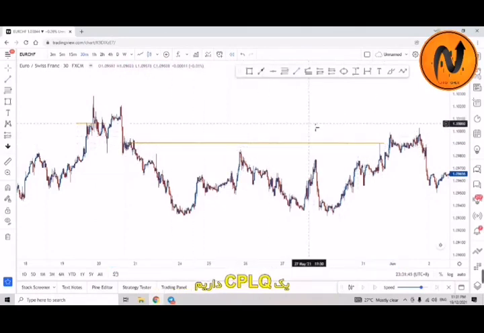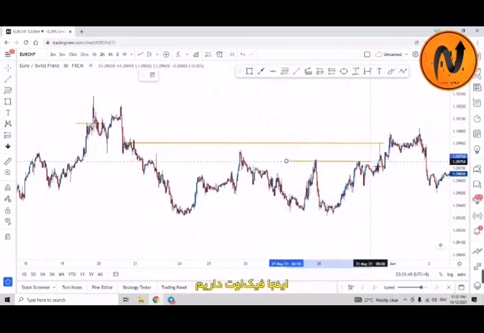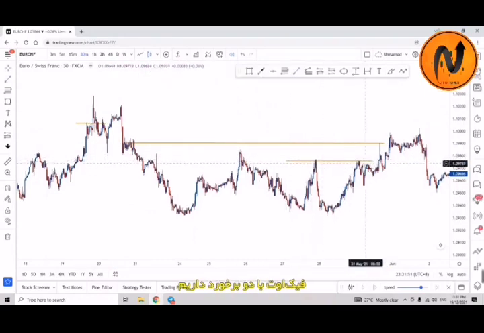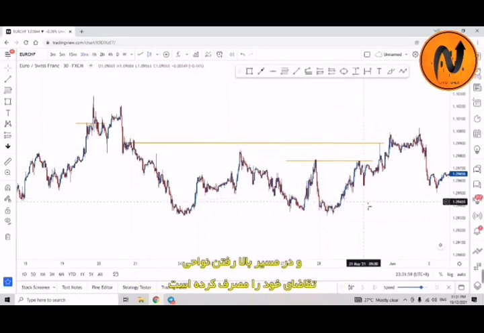All right, CPLQ. What is CPLQ? I'm going to explain later. Then we have fake out. You can see a lot of fake out, 1, 2, 1 and 2, all this way. So the price at the end over here keeps on compressing, and not only that, it breaks its own demand zone to go up.